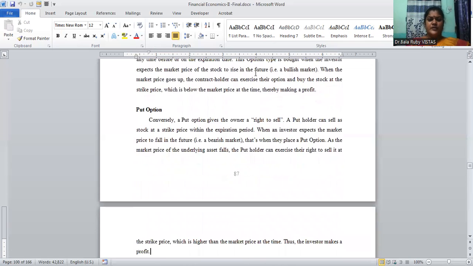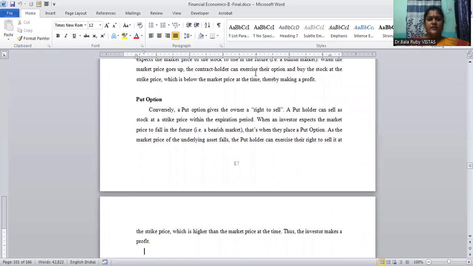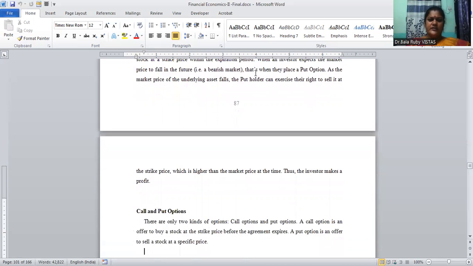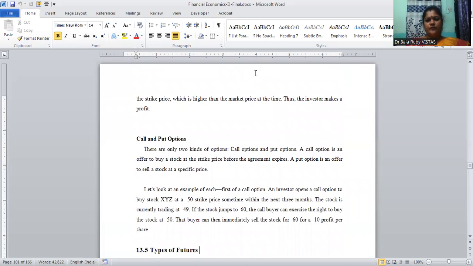The next one is the put option. Conversely, a put option gives the owner the right to sell. A put holder can sell a stock at a strike price before the expiration date. When an investor expects the market price to fall in the future, that's when they place a put option. As the market price of the underlying asset falls, the put holder can exercise their right to sell it at the strike price, which is higher than the market price at the time. Thus, the investor makes a profit.